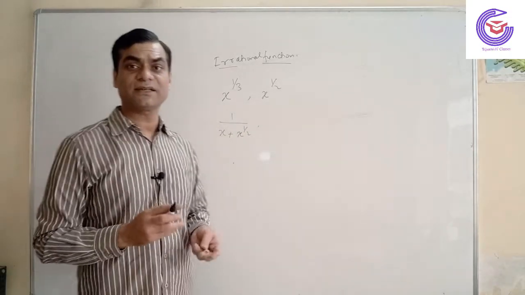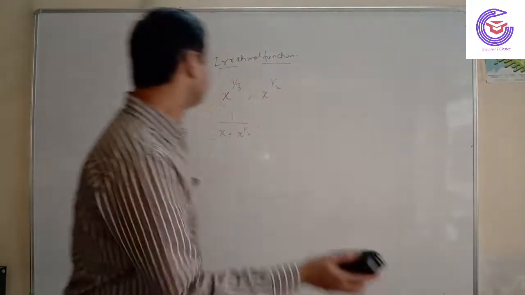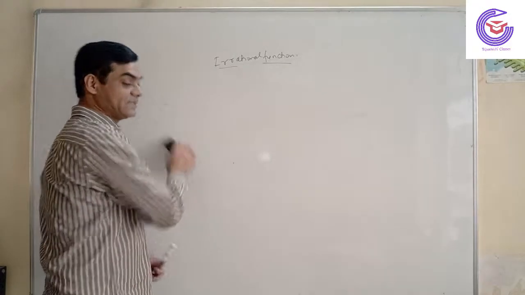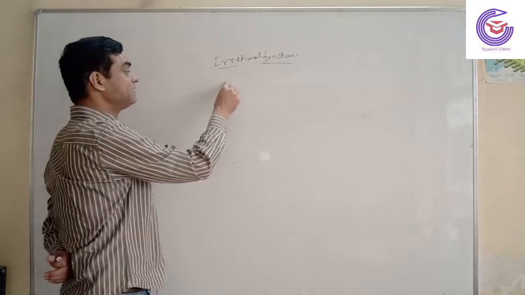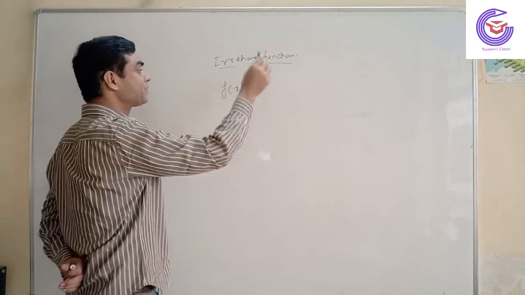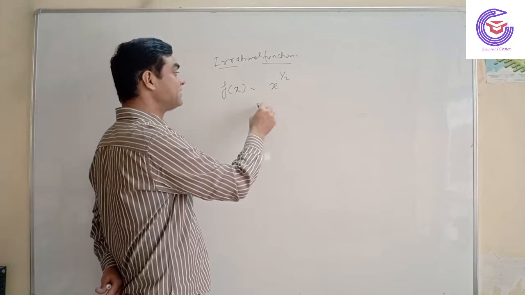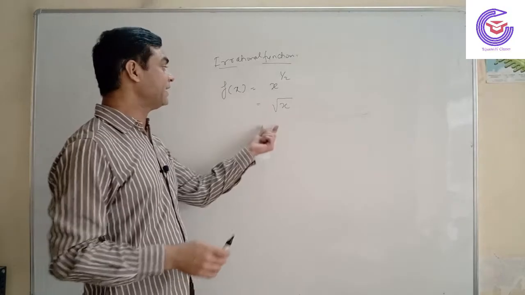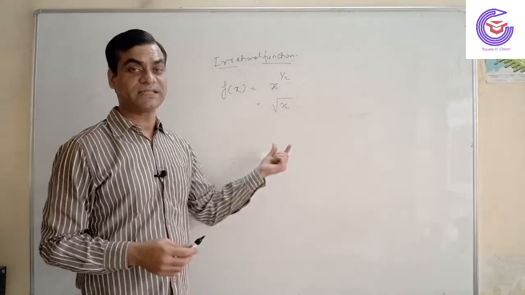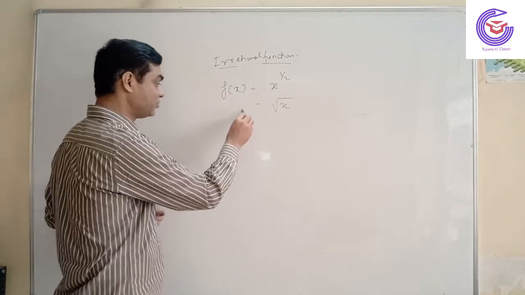So in the irrational function, how do you find the domain and range? Let me take a very simple example. The function f(x) is equal to x to the power half, which you can also write as root x. So in the function root x, how do you plot this graph and find the domain and range of this function?